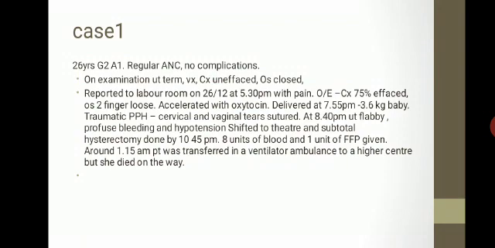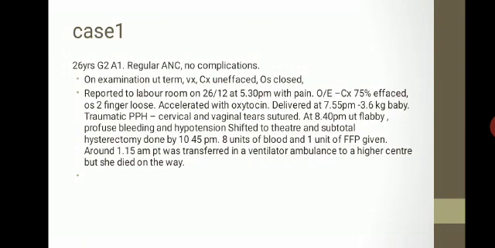She presented on 26/12 at 5:30 p.m. with pain abdomen. The cervix was 75% effaced, 2-finger loose. She was accelerated with oxytocin and delivered at 7:55 p.m. a 3.6 kg baby. There was traumatic postpartum hemorrhage. The cervical and vaginal tears were sutured.